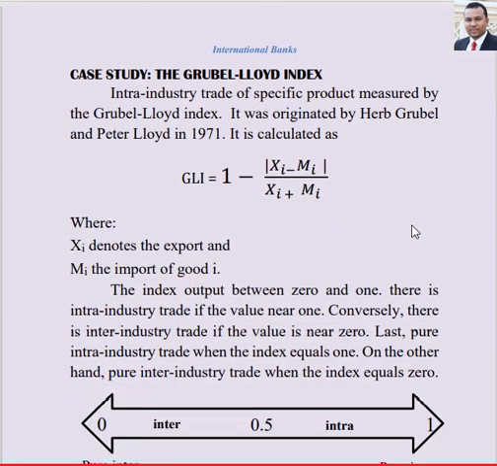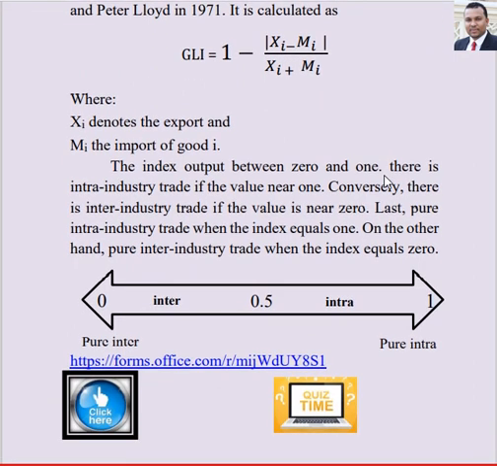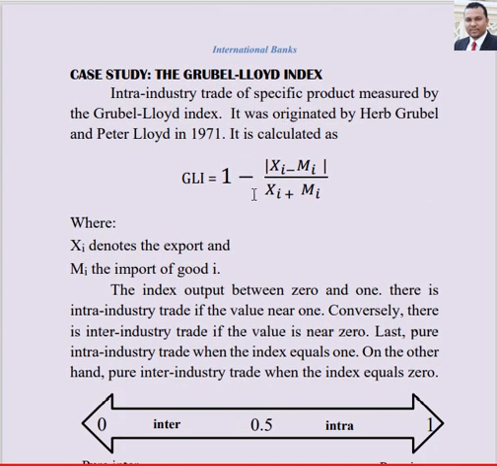Case study for chapter number one: when we talk about the Grubel-Lloyd index, or GLI, this is GLI. We distinguish between intra-trade and inter-trade. To calculate this value, we use the rule: 1 minus the absolute value of export minus import divided by export plus import. In this case, we talk about the absolute value, ignoring the sign.